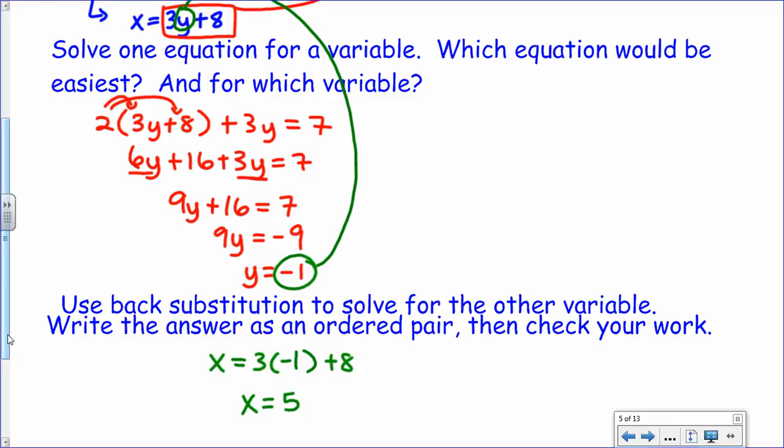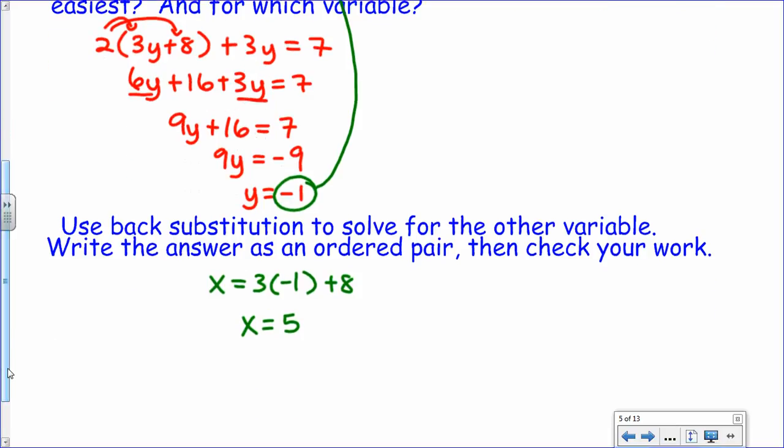Write your answers in ordered pair, and then check your work. So x comma y, so parentheses, 5 comma negative 1 parentheses. This is the same system that we graphed, so we've already checked this one. We're good here.